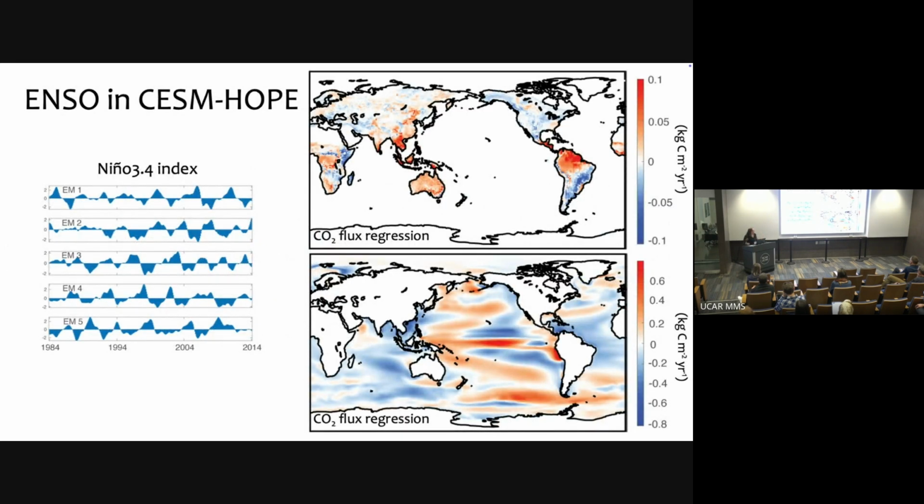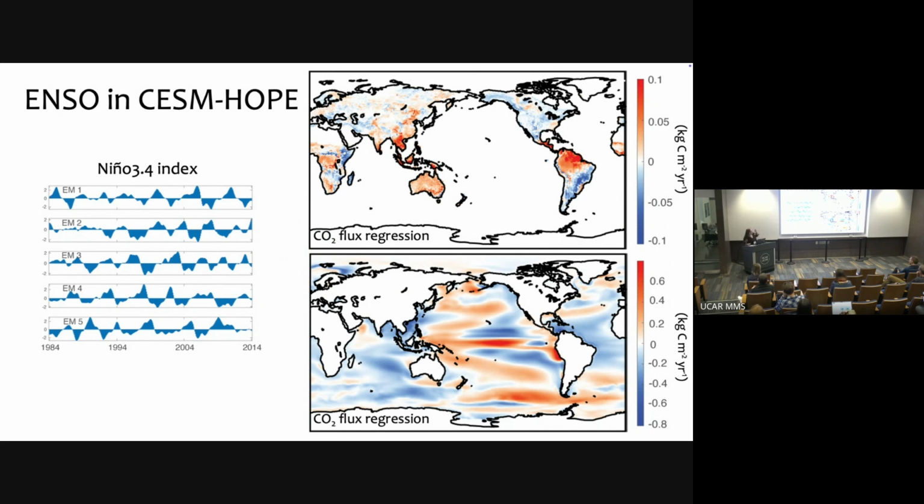Because we're generating an ensemble of simulations, each one of those ensemble members has different phasing of internal variability. Indeed, all 5 ensemble members of CESM HOPE have different phasing of the ENSO index. Here, I calculated a Nino 3.4 index for the 5 ensemble members from 1984 to 2014. And the interaction of El Nino with the carbon fluxes looks like we might expect based on what we know from previous model simulations and also from observations.